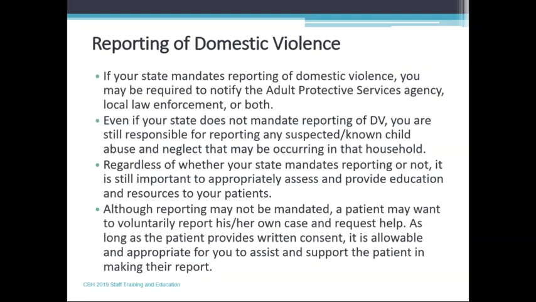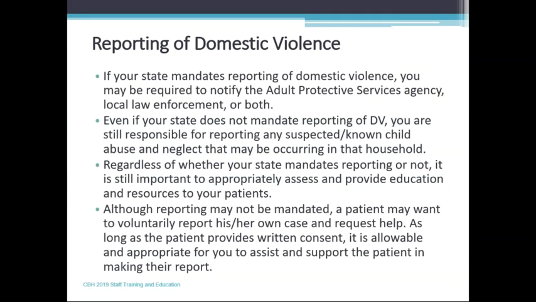And even if you're technically not mandated to report it to law enforcement, it's still really important to assess this and provide education and support and resources to your patients, make appropriate referrals if they're willing to accept. And you may even have a situation where you're not mandated to report, but a patient is ready to take that step of asking for help and getting out of the situation.